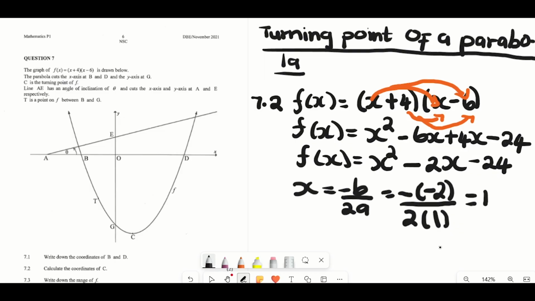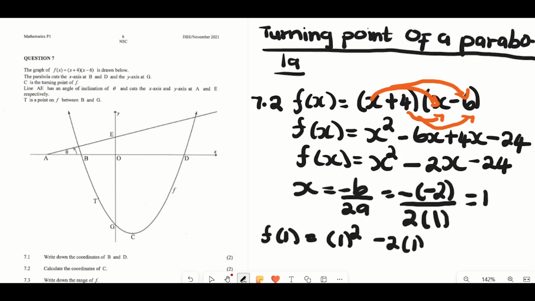So now we have the x value. We just need to find the y value of the turning point. We simply substitute the x value into the equation of the parabola. Wherever we see x, we substitute with 1. We end up with 1 squared, which is 1, minus 2, which is minus 1. Minus 1 minus 24 gives you minus 25. So we have found the coordinates of C. They are (1, -25).